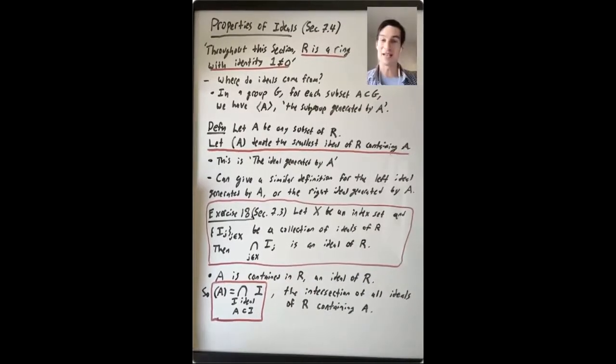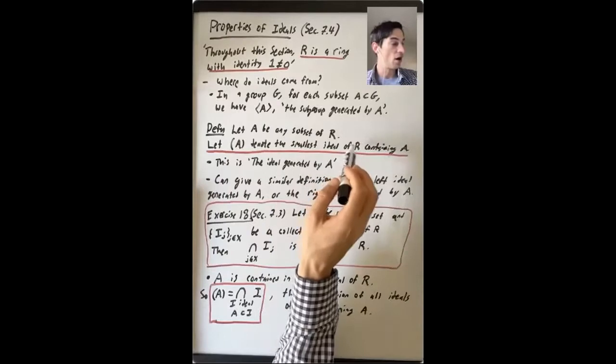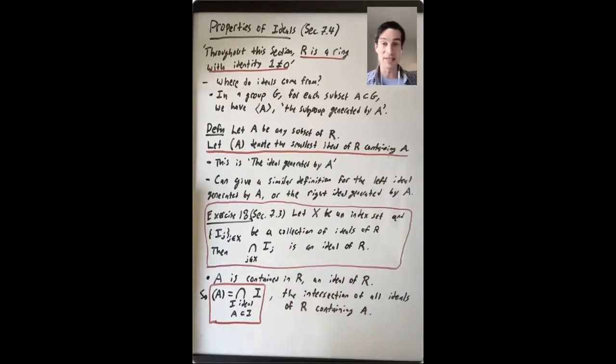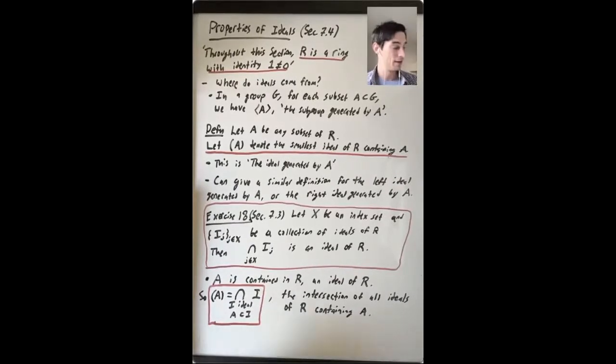All right, so this is going to give us our first description of this ideal of R containing A. A is contained in at least one ideal because R is an ideal of itself. So A is contained in R. That's one ideal. So if we take the intersection over all of the ideals containing A, that's a non-empty collection of ideals. So in particular, whatever this intersection is, it's an ideal. And it contains A. And it's easy to see that if you have any other ideal containing A, it contains this intersection of all of the ideals containing A, because that ideal containing A would have to occur as one of the ideals in this big intersection.